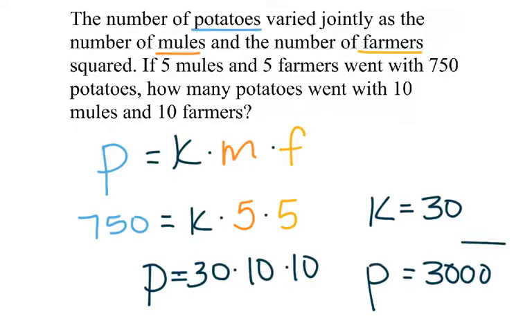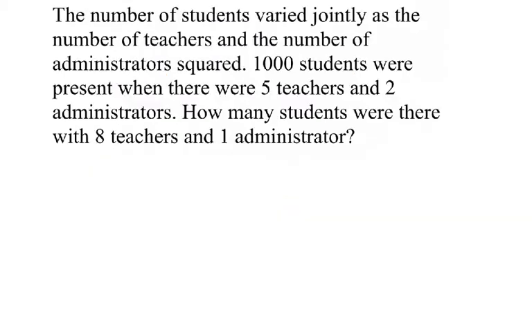Okay, you can see my work. I color-coded, so P stands for potatoes, M stands for mules, F stands for farmers. It's talking about jointly, so it has to all be multiplication. I used the second sentence to figure out what my K equals. I got K equals 30, and then I plugged it in, so it would take 3,000 potatoes. If you need help finding your mistake, let me know. If not, let's move on.